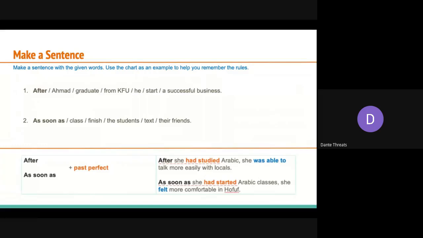All right. We're going to make a sentence with the given words. Use the chart as an example to help you remember the rules. After Ahmad graduate from KFU, he start a successful business.